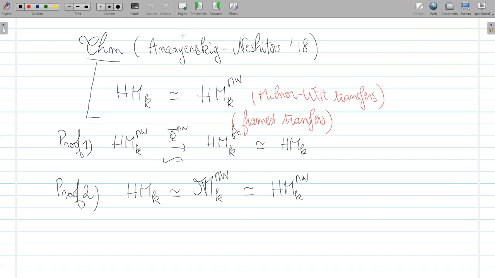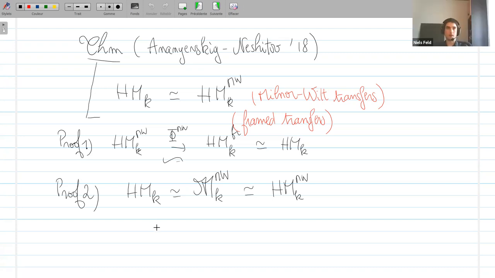Okay, may I ask you a couple more questions? First question is, how do you define this infinite loop space structure on cycle modules? I mean, you say that you proved that cycle modules are the same as homotopy modules, and homotopy modules you have this GM loop structure. Is it easy to define it?